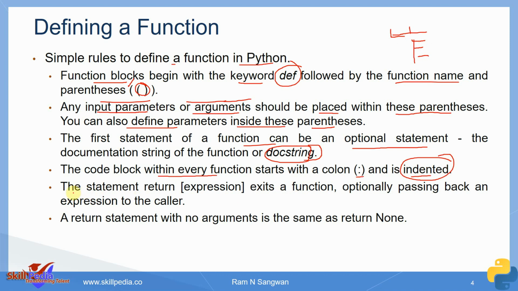the block concept. The statement return expression exits a function, optionally passing back an expression to the caller. Like if I ask you to add two numbers, you will take two values from me and then you will return a value back to me. If I say 2 and 3, you'll answer okay, 5. So this 5 is the return value. I am calling that function and you are returning that value. The return statement with no argument is the same as return None.